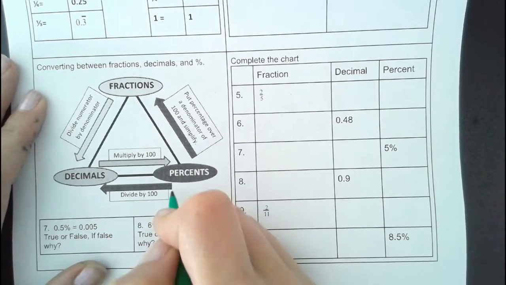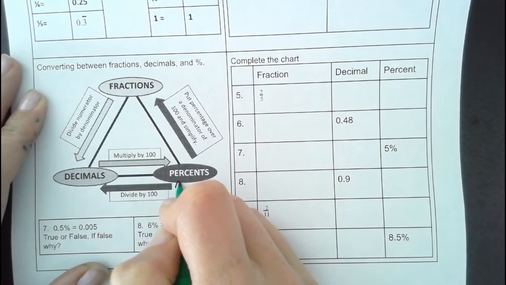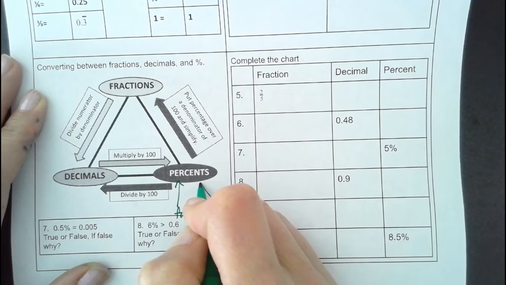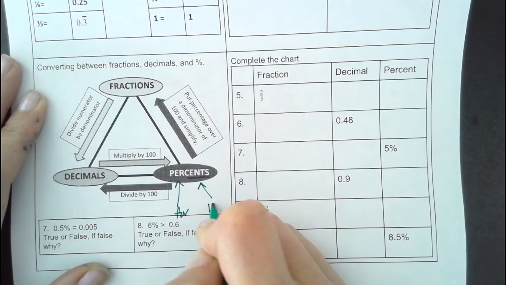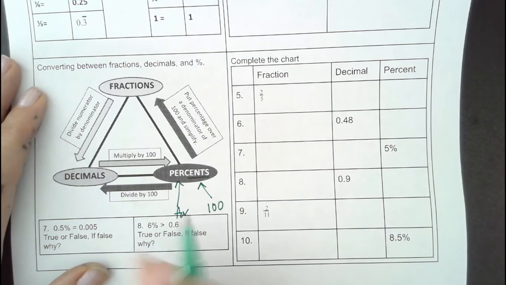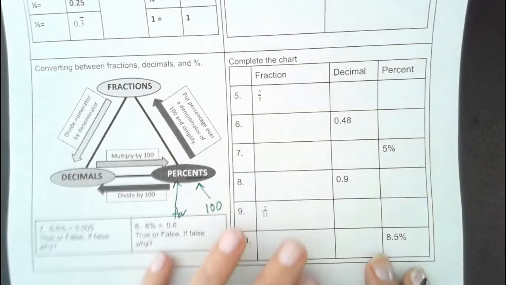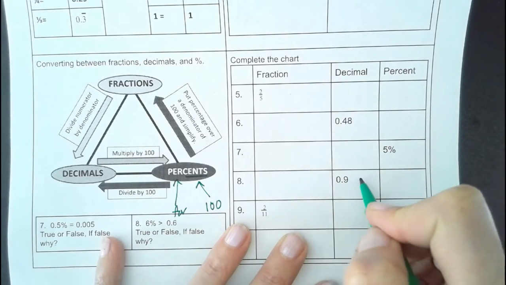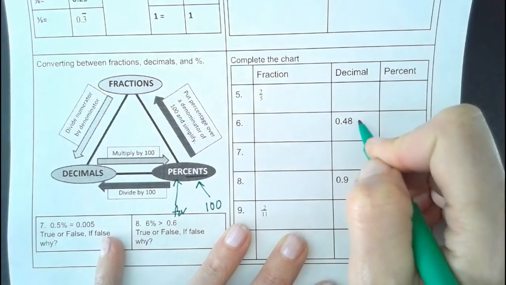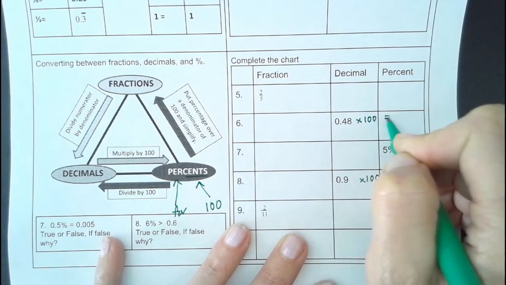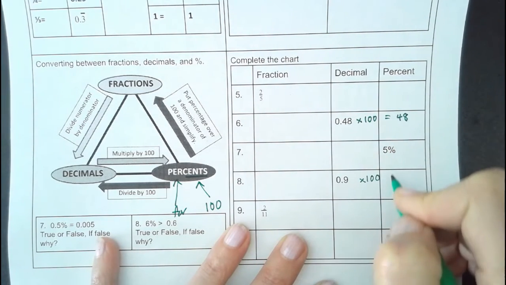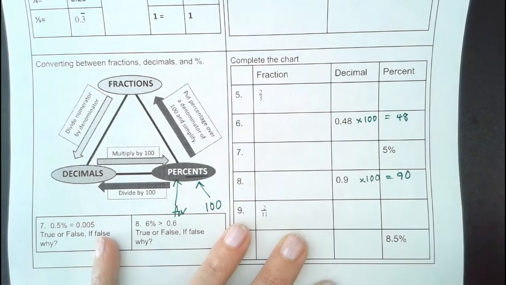We really need to understand that percent means per 100. Cent is 100. So a percent just means for every 100. So when we're converting decimals to percents, we need to times by 100. So this would be 48, this would be 90. Okay, moving the decimal over 2 spots.